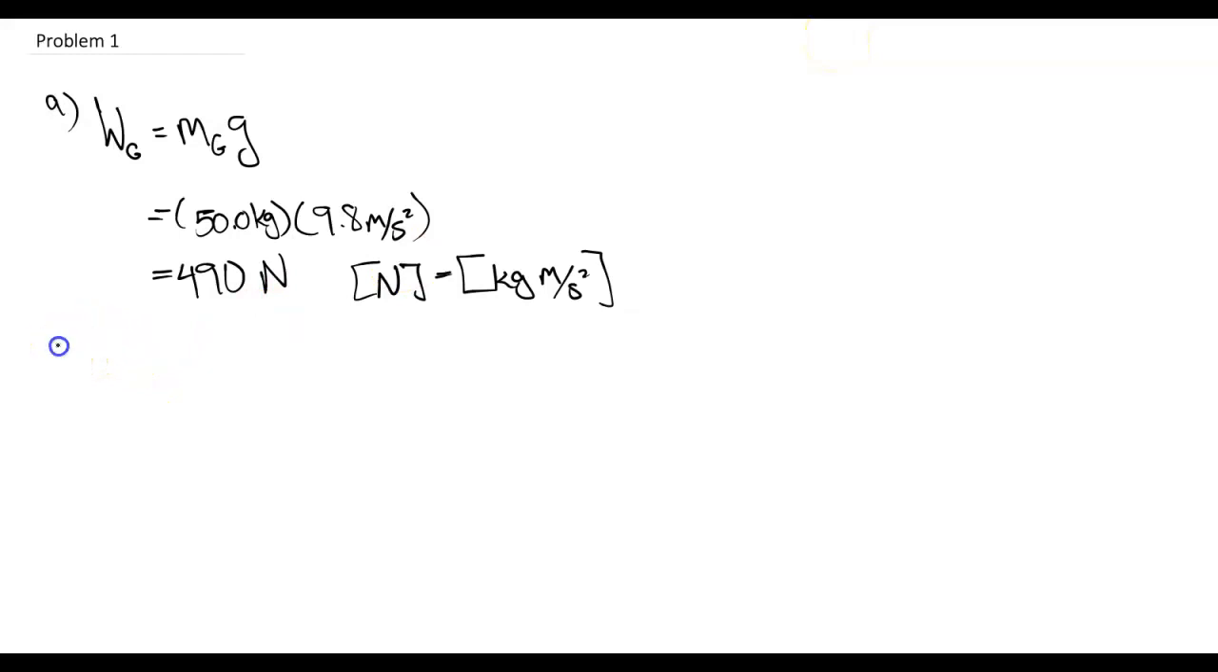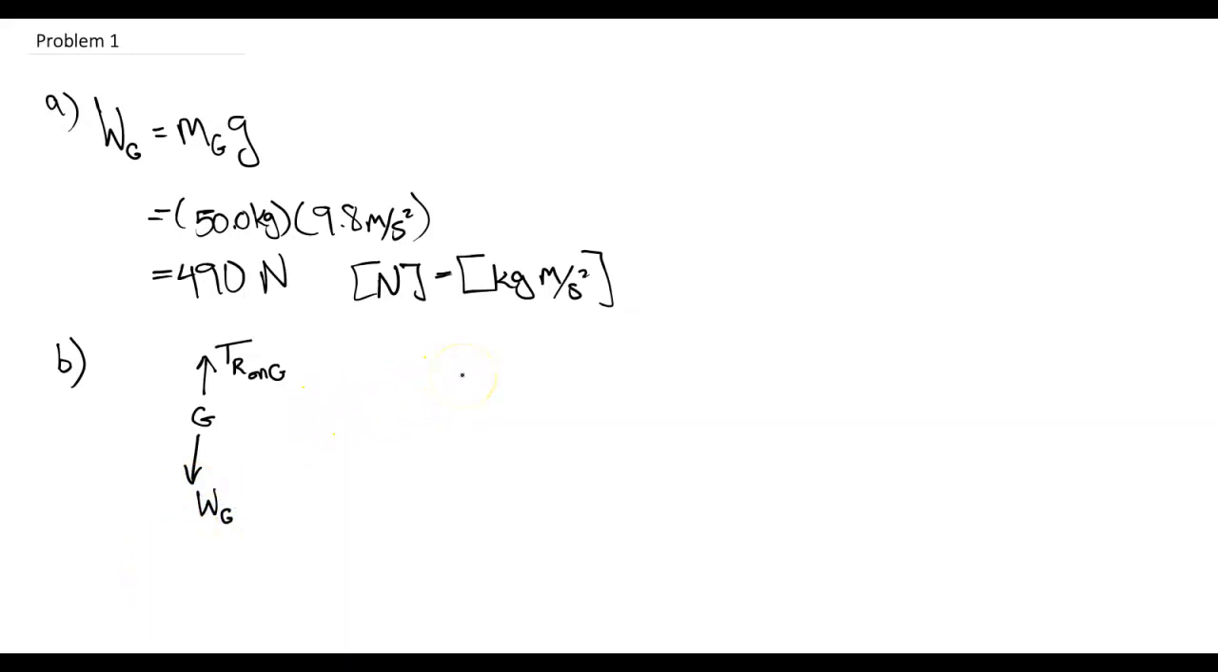For part B, if we look at the gymnast, so this is the gymnast, there's a tension from the rope that is upwards, and then there's the mass of the gymnast, or the weight of the gymnast, I should say, is downward.